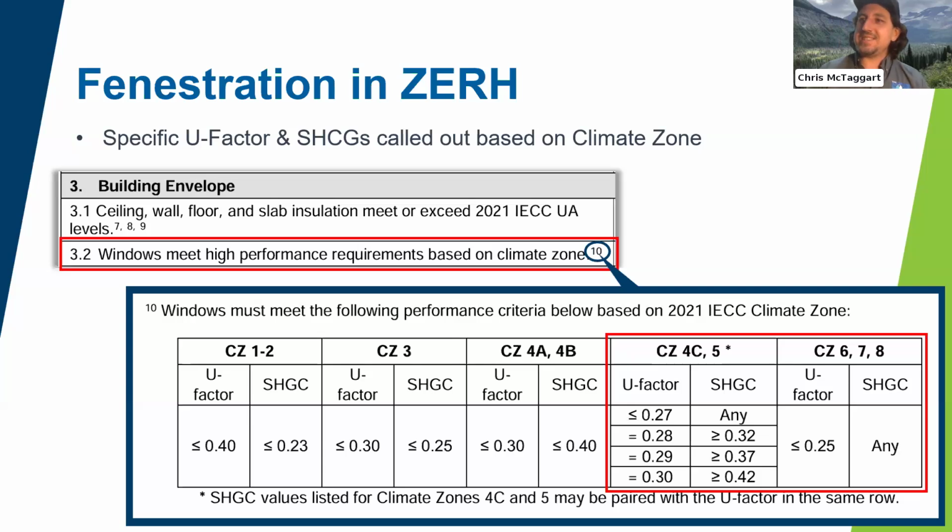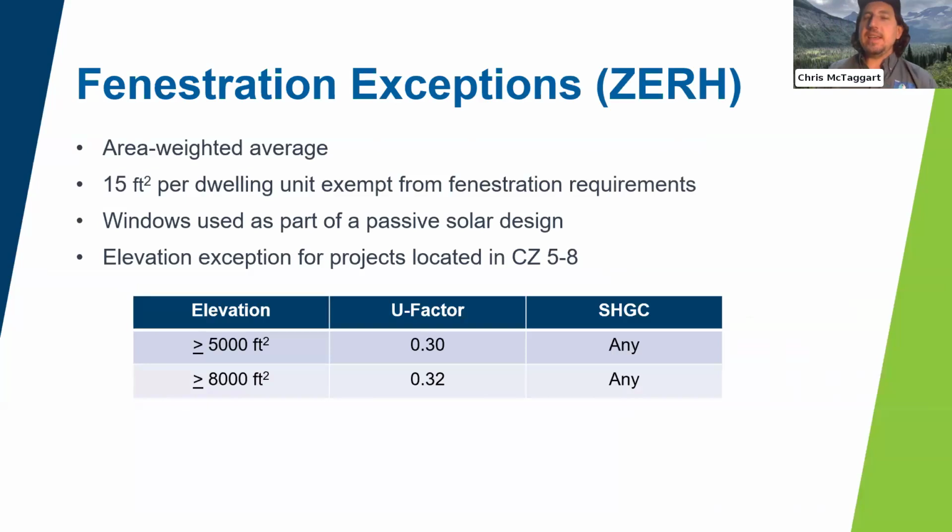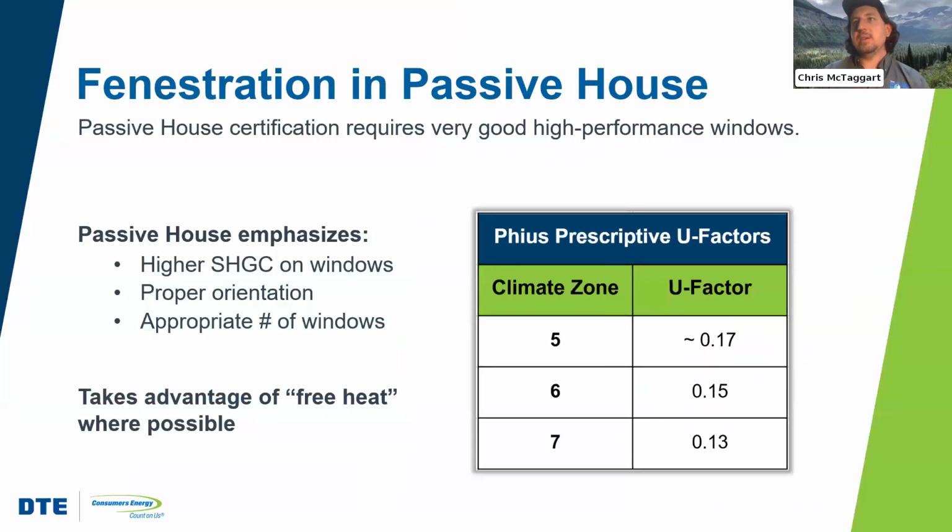When you get to climate zone 6, 7, and 8, which is sort of north of Clare and getting into the UP, we have to have basically at least an R4 window with any SHGC value. So there are some kind of hard requirements here for zero energy ready homes. Again, there are a couple of exemptions, higher elevation areas. We don't have to worry about that because we are not in a higher elevation area here in Michigan.